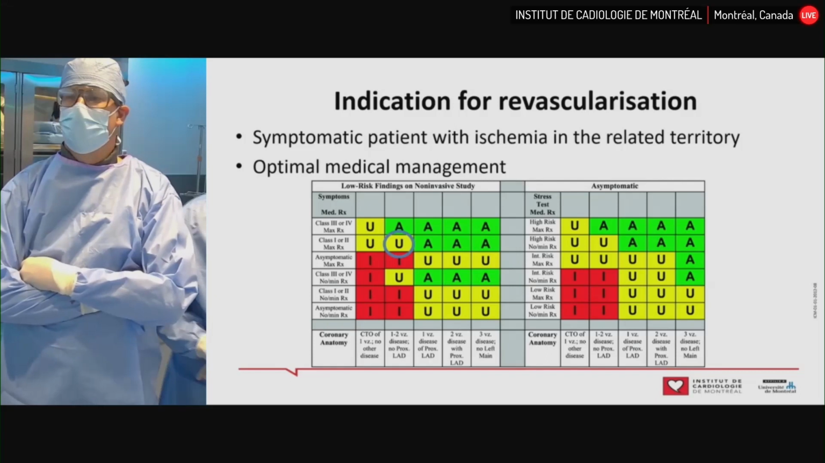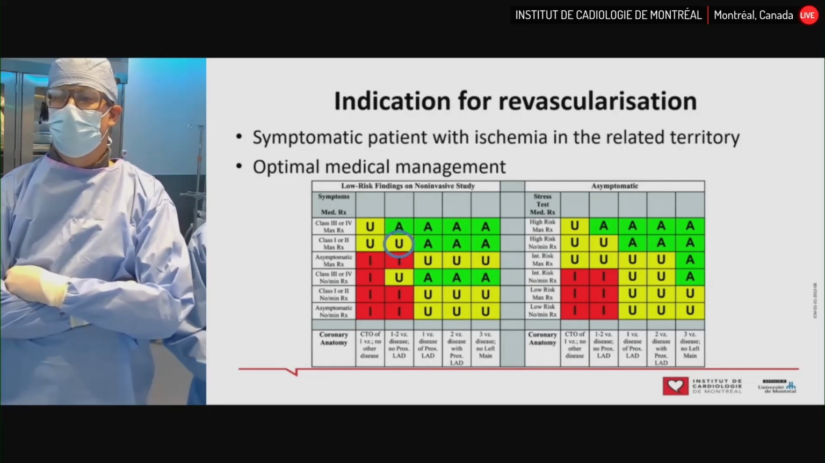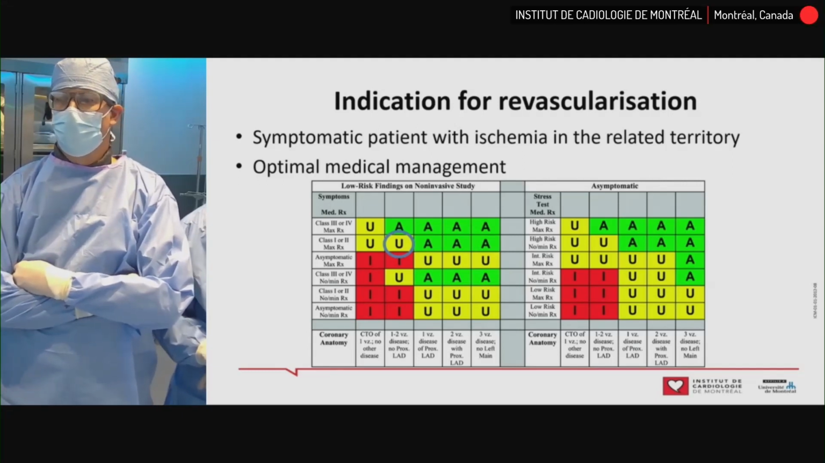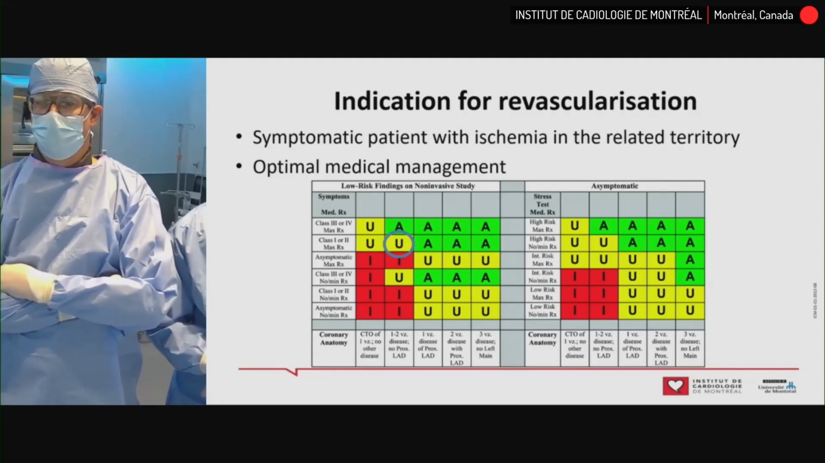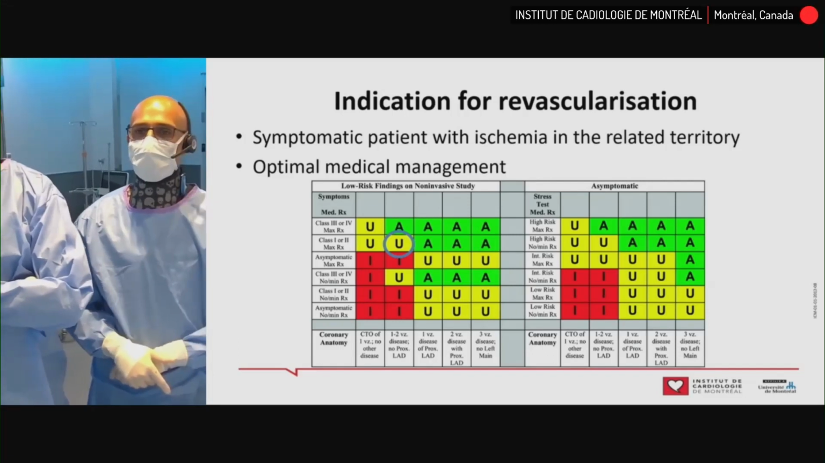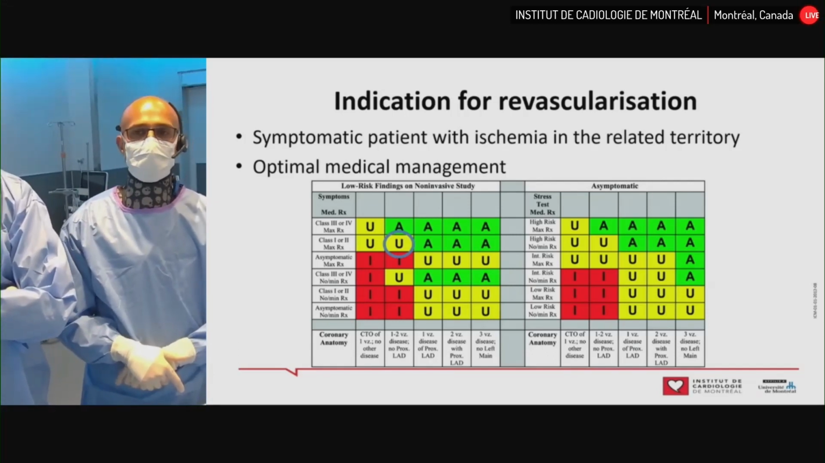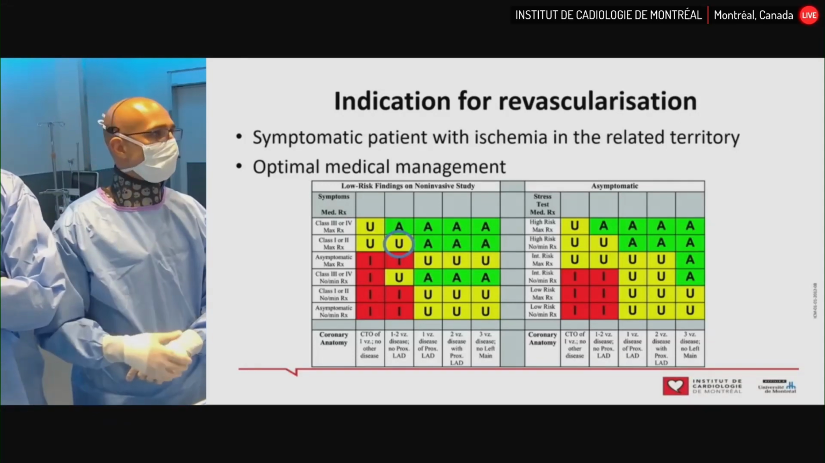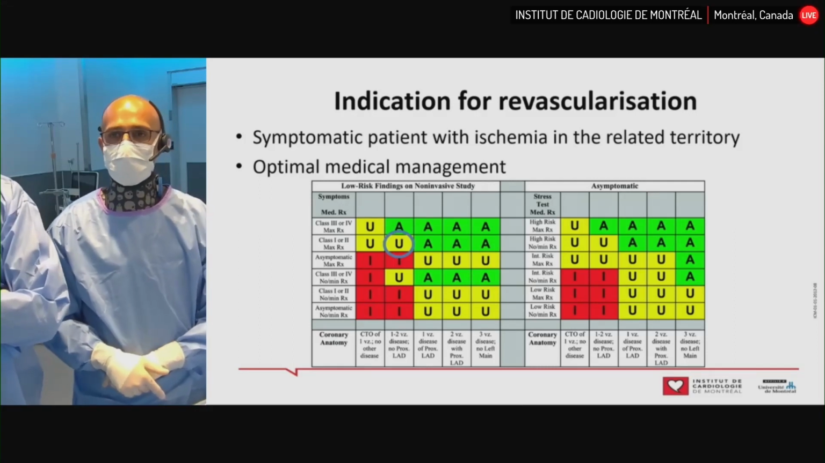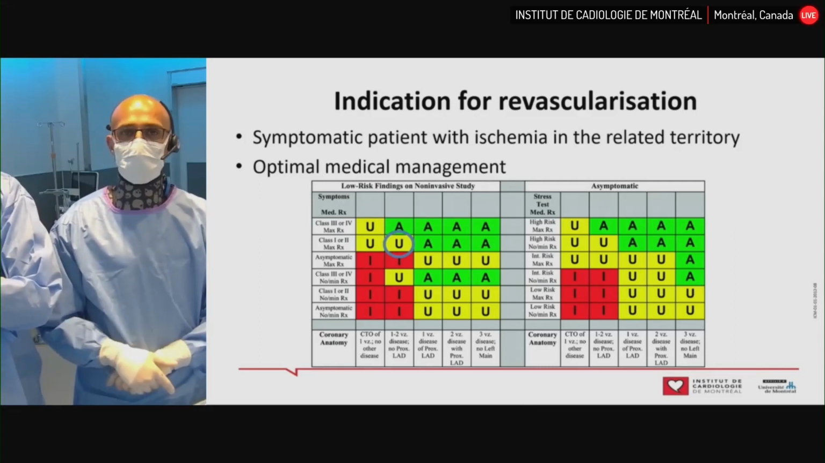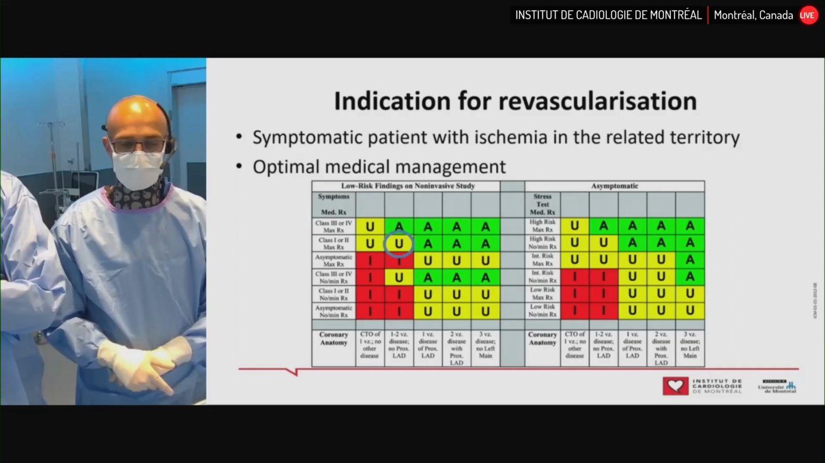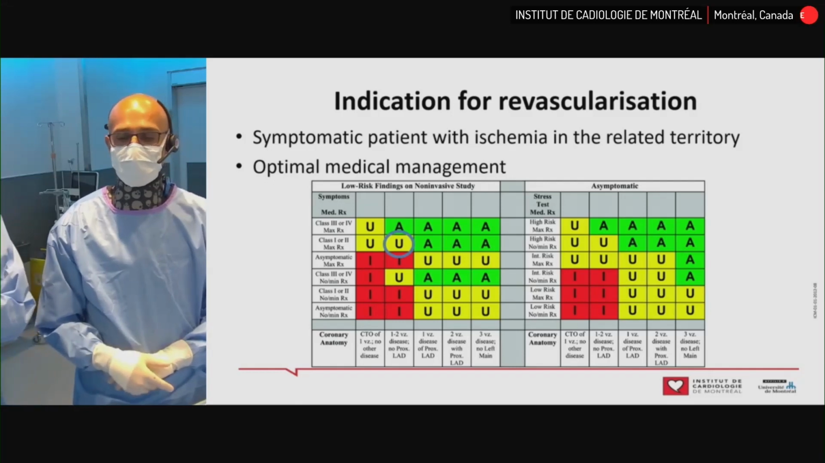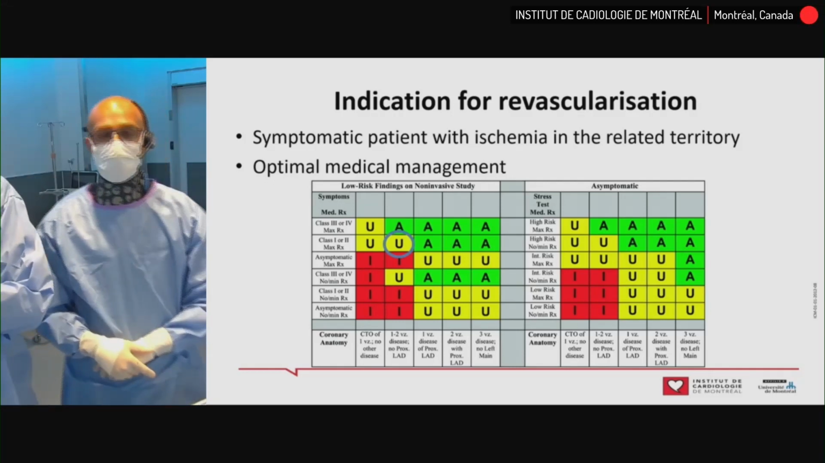If we look at the criteria for appropriateness for revascularization in this case, we're dealing with a symptomatic patient who has ischemia in the related territory and is already on optimal medical management. If we go through the table, revascularization becomes uncertain, but it depends on how you take the symptoms and the low ejection fraction of 40%. So it's either uncertain or adequate to perform the revascularization. Since the patient remains symptomatic with shortness of breath and occasional angina, we decided to go ahead with the revascularization of the CTO.